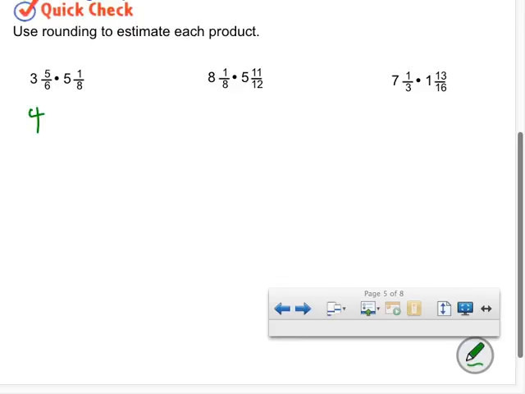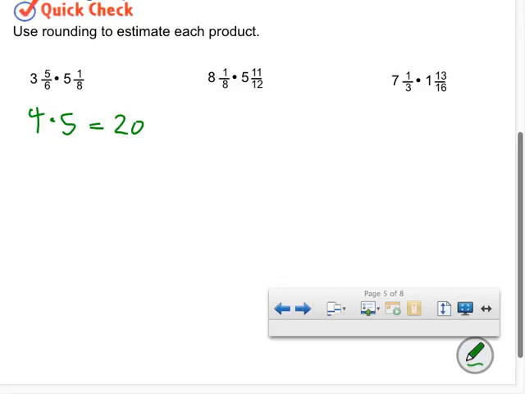Yeah. Okay, and we're going to multiply that by the number that we're going to replace this mixed number with. So 5 and 1/8, Isaiah, what would you replace 5 and 1/8 with? Very good. 5, because 1/8 is closer to 0, so 5 plus 0 is 5. So Isaiah, what did you get for your estimation then? 20. Very good. Pretty easy? Did you guys get that?